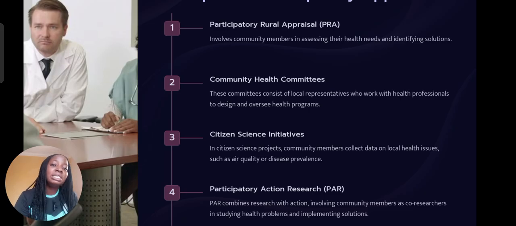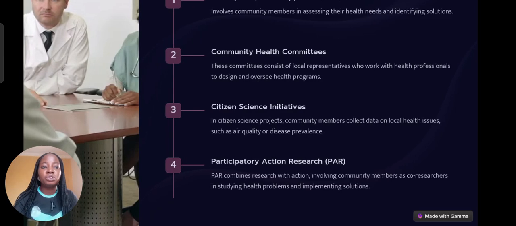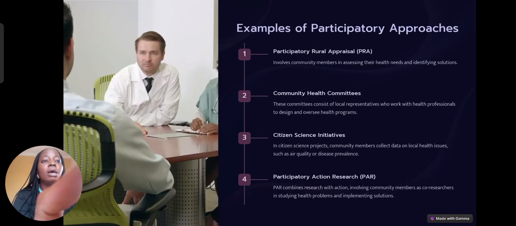Then we have citizen science initiatives, where community members collect data on local health issues such as air quality or disease prevalence. Like the measles outbreak that happened in some parts of the country, even polio, in the bid to eradicate polio in Nigeria. We have people that report these outbreaks. Then we have participatory action research, which combines research with action, not just researching, but combining it with action. It involves community members as co-researchers in studying these health problems and implementing solutions.